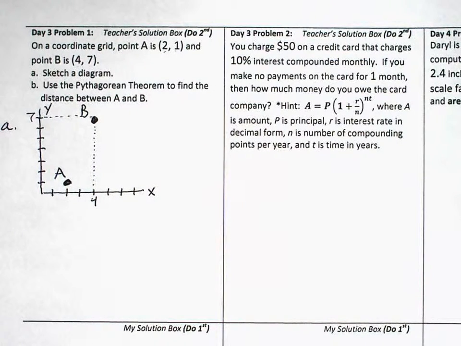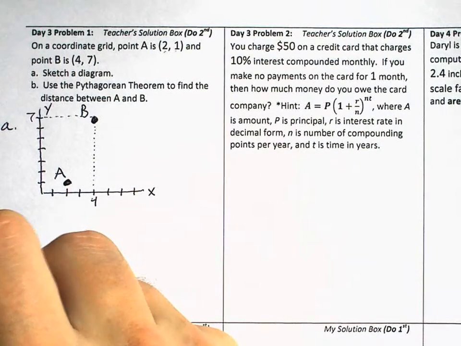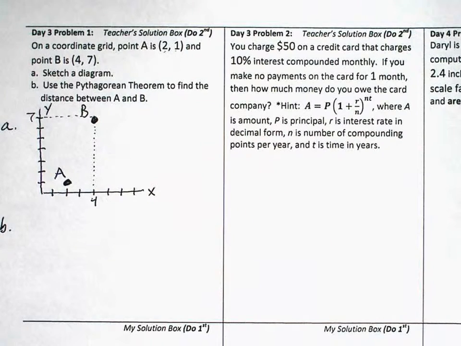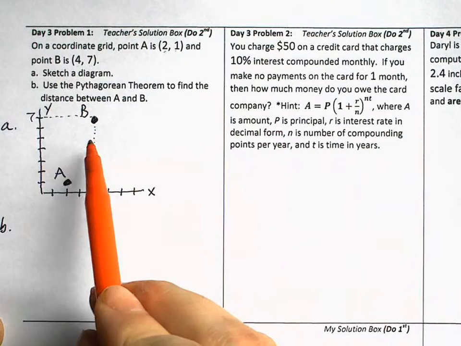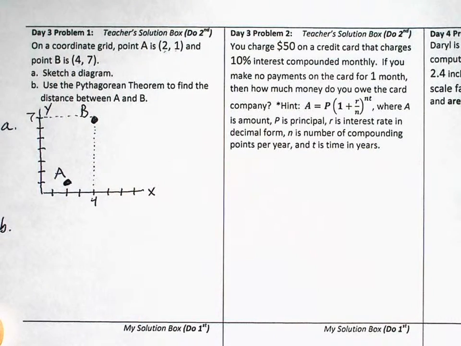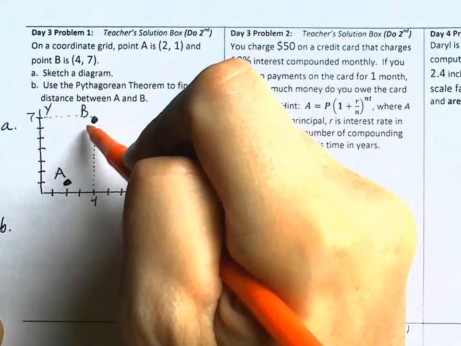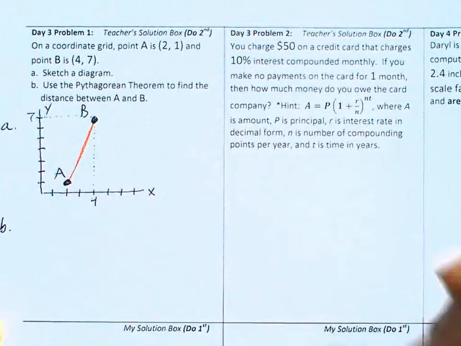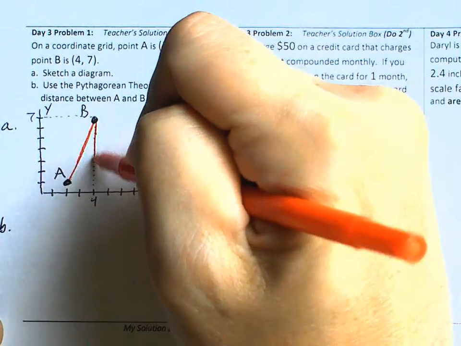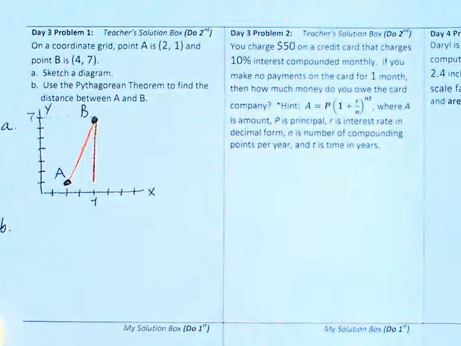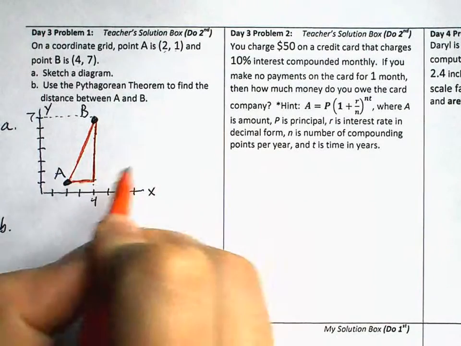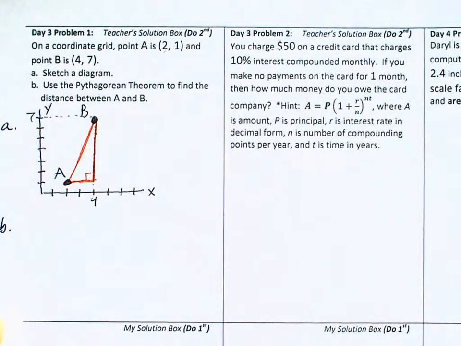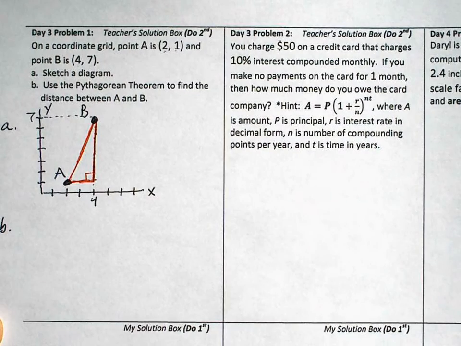Now part B, use the Pythagorean theorem to find the distance between A and B. The reason why the hint is to use the Pythagorean theorem is because if we draw a right triangle onto our diagram, that will give us a way to find the distance from A to B. So we want to find this distance, but to do it, we can make use of a right triangle. So draw down from B, across from A, forms a 90-degree angle there, and we have a right triangle.